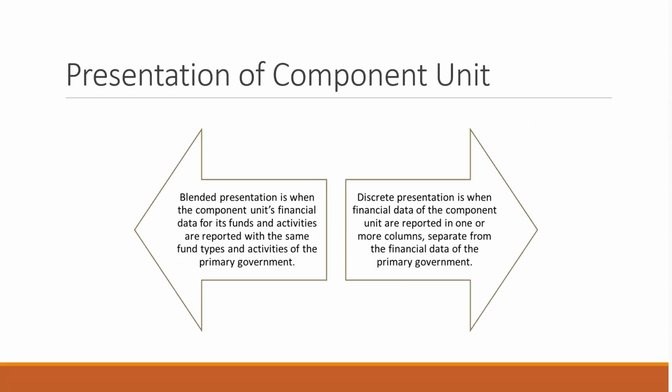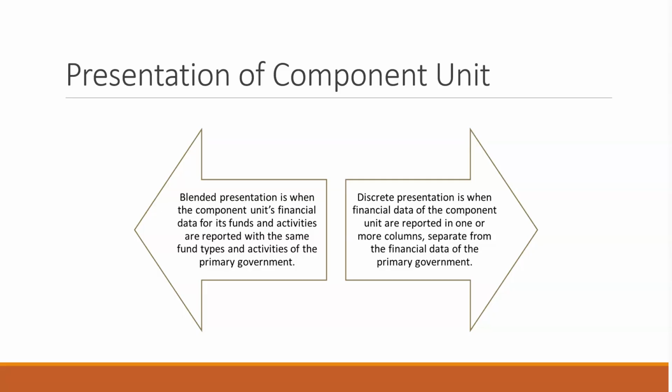Okay, so we have a blended presentation when the component unit's financial data for its funds and activities are reported with the same fund types and activities of the primary government. So if the reporting is the same as the primary government, it gets blended together and shown as a collective financial statement. Otherwise, there's discrete presentation, where they get one or more columns in addition that are separate from the financial data of the primary government.